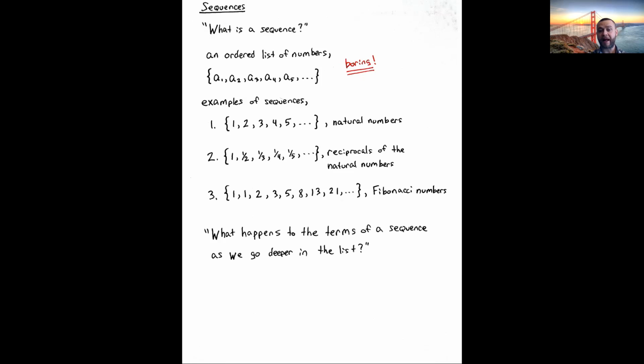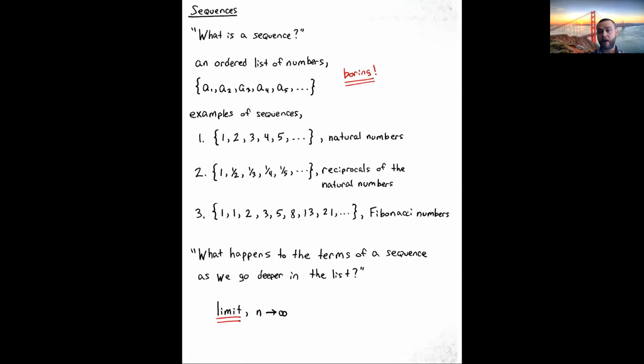Now, one of the main questions we're going to have to answer with sequences to get to infinite series and understanding them is what happens to the terms of a sequence as we go deeper in that list. So as we start writing out and looking at more terms further into that list of numbers, what happens to them? And what this is introducing is the concept of a limit. We're going to call the subscript, the index, n, and we're going to ask what happens to the terms as n approaches infinity. And this is where we'll introduce the concept from calculus, your Calc 1 course, that of a limit.